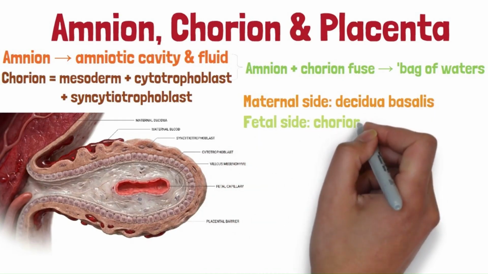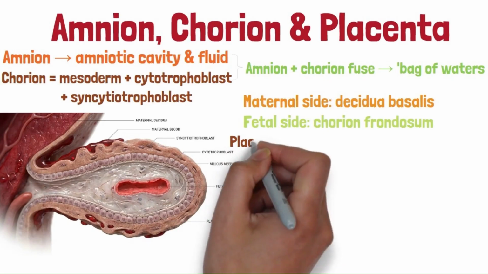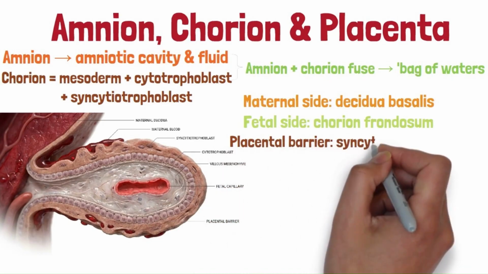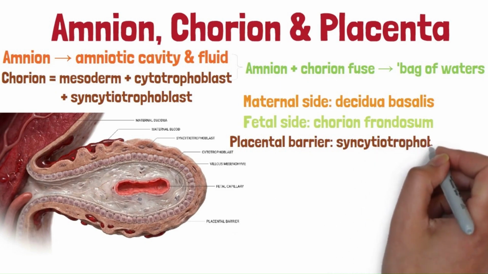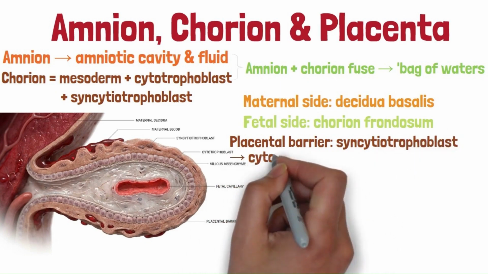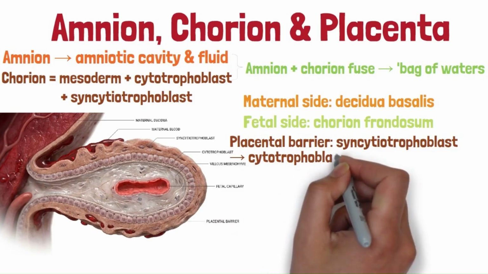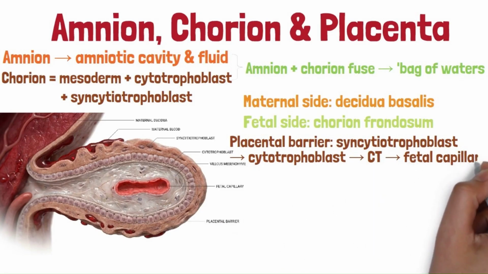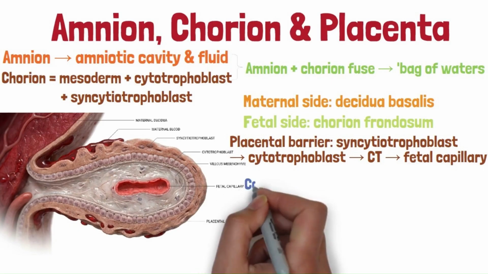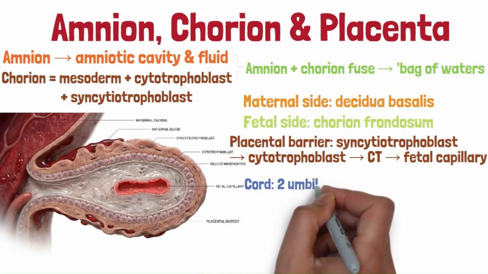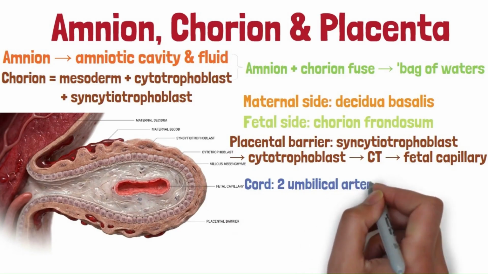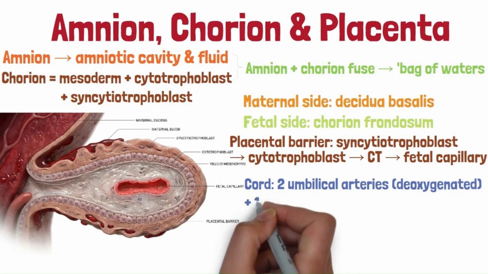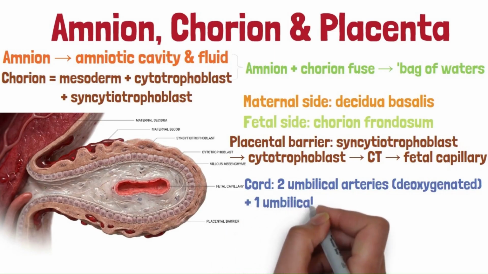On the maternal side, the placenta is built from the decidua basalis, on the fetal side from chorion frondosum, and the placental barrier. From maternal blood to fetal blood goes syncytiotrophoblast, then cytotrophoblast, then villous connective tissue, then fetal capillary endothelium. Late in pregnancy, the cytotrophoblast layer thins out, making that barrier even easier to cross.